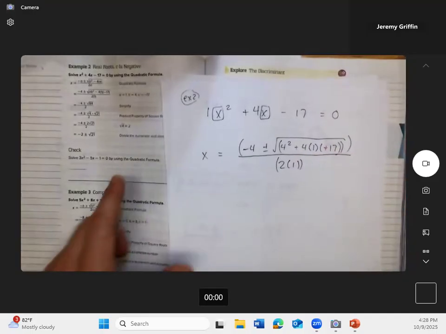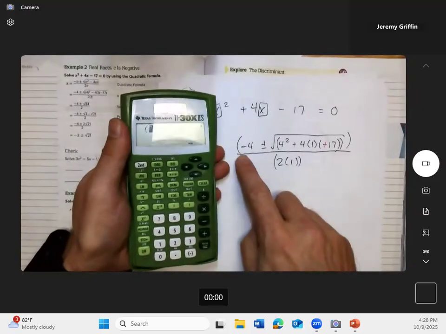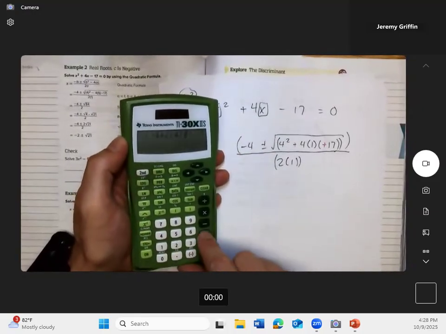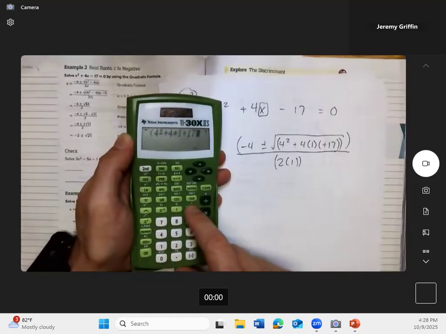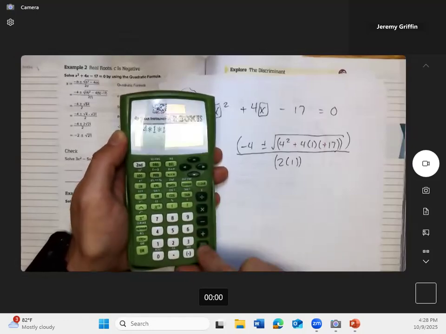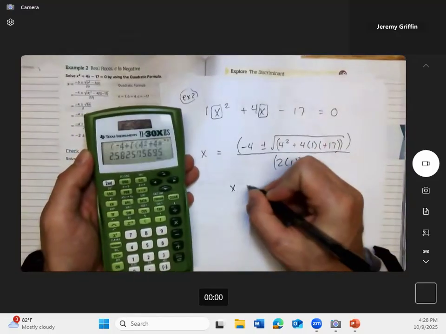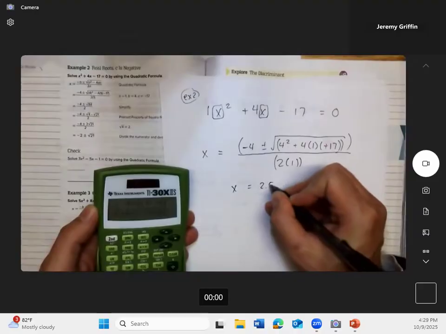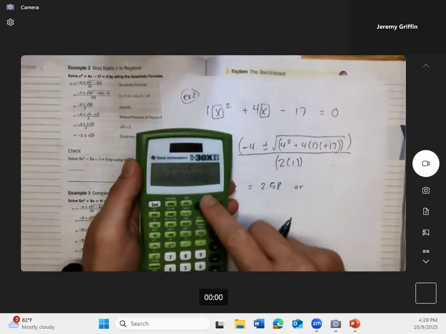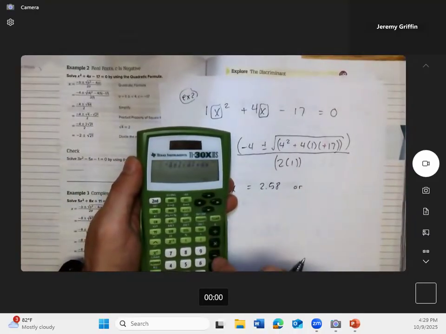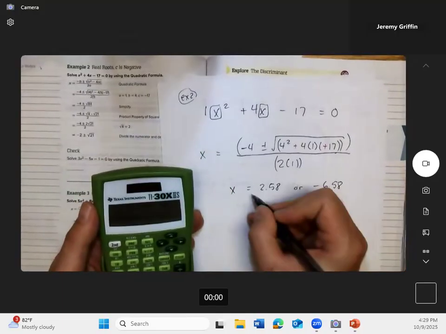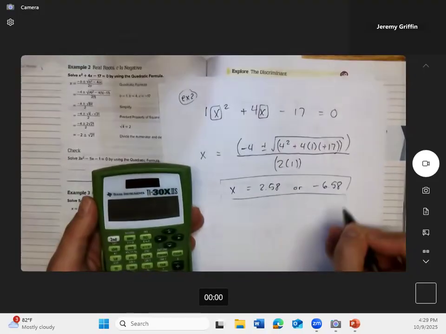So let's see the plus right there. There's the 4. Open parenthesis for the numerator, negative 4 plus root 4 squared plus 4 by 1 by 17. Close the radical, close the numerator, divide by 2. So I'm getting x equals, well, okay, 2.58, or then scroll up, scroll over with a minus, negative 6.58, right? So both those answers will work.